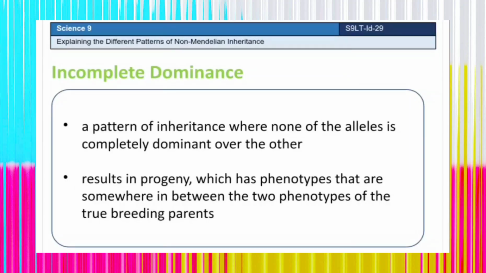Incomplete dominance is a pattern of inheritance, where none of the alleles is completely dominant over the other. This results in progeny, which has phenotypes that are somewhere in between the two phenotypes of the true breeding parents.